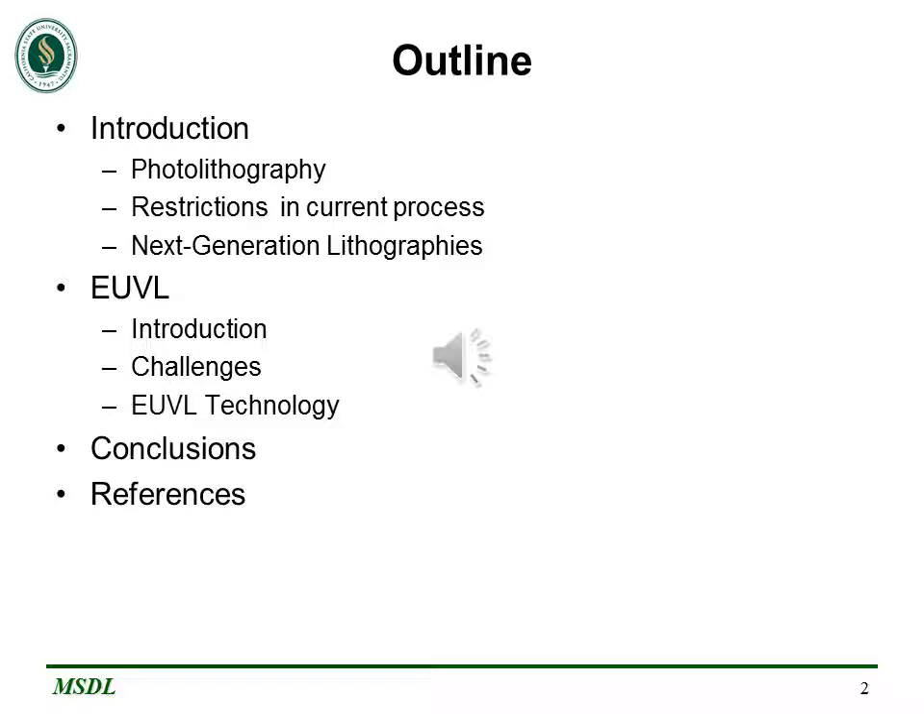EUV lithography, that's the extreme ultraviolet lithography, is one of the lithographic techniques. We would have an introduction about it, and we're going to be discussing the challenges that it faces, and how the technology needs to improve to support extreme ultraviolet lithography. And then we would conclude by talking about the current status of EUV and the improvements that it needs to make in the future for mass production.